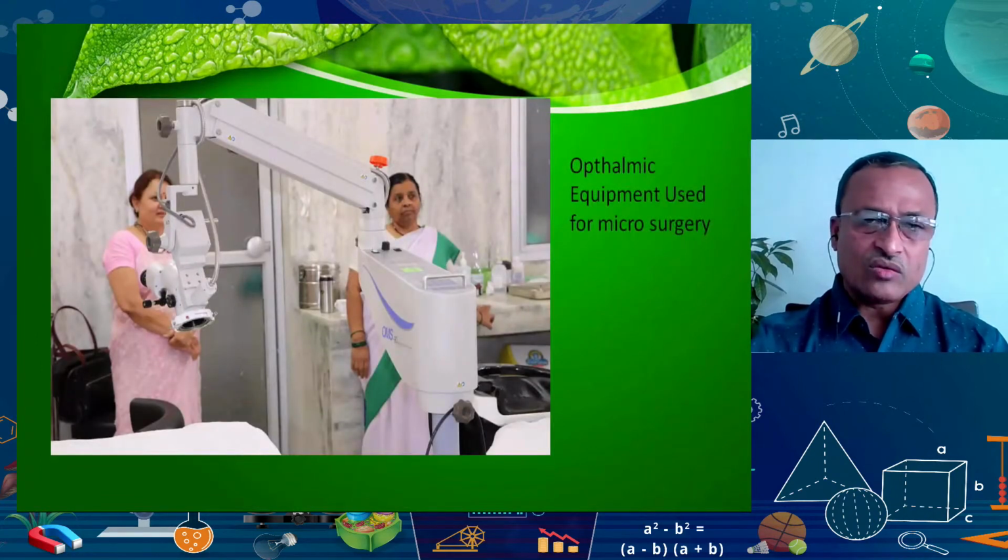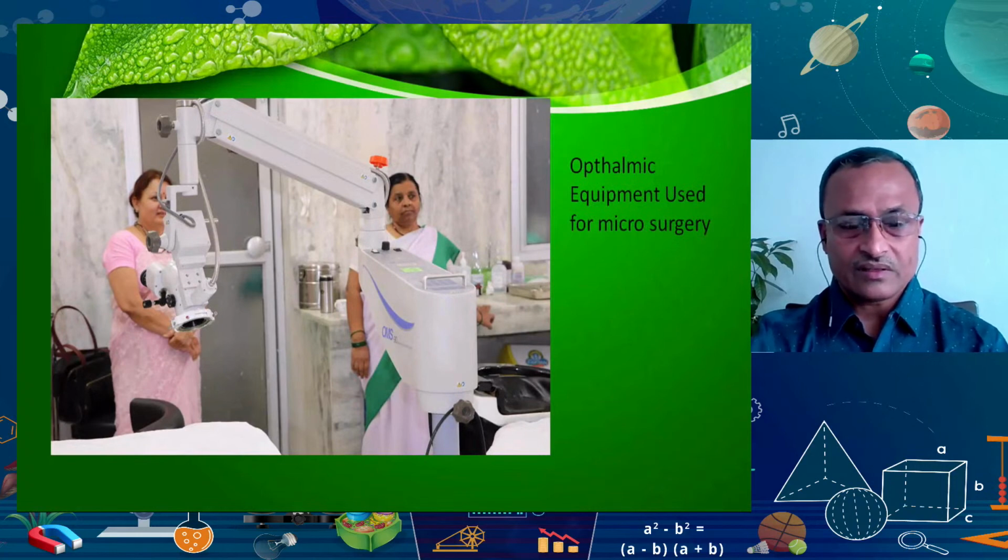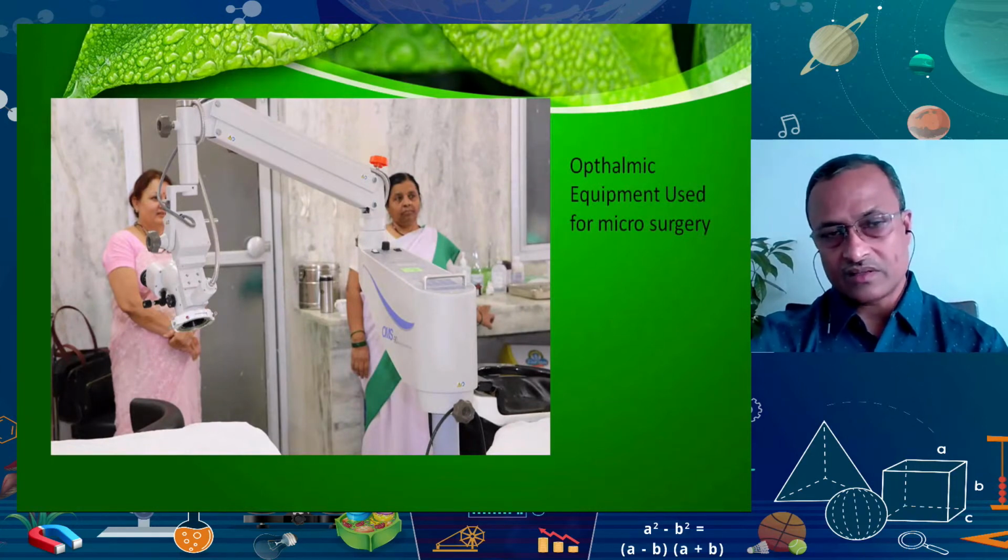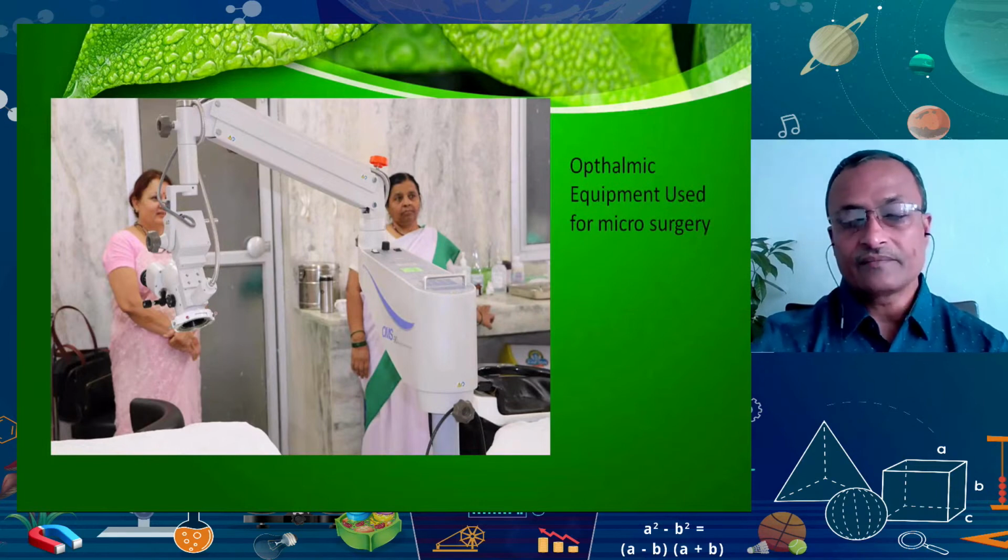This is a medical equipment which is used in several microsurgeries of the eye.